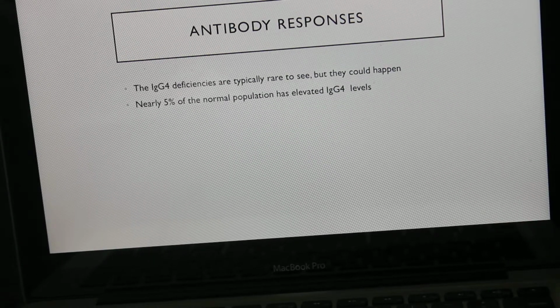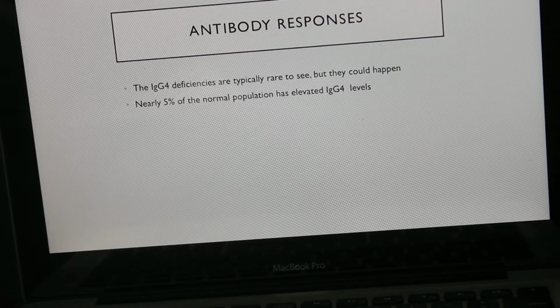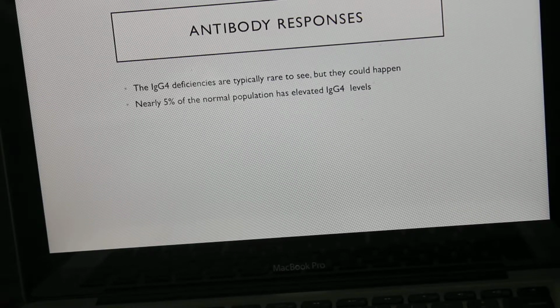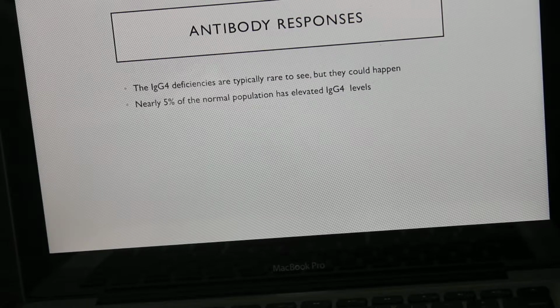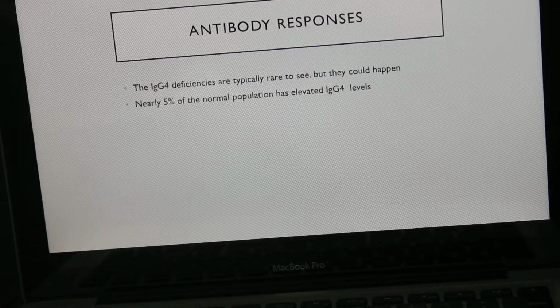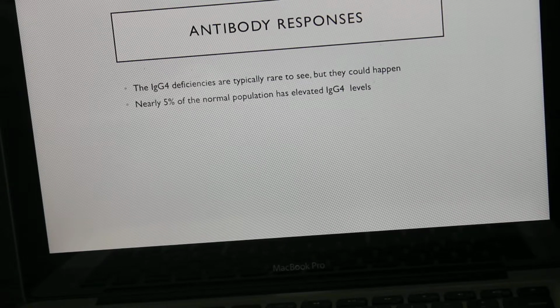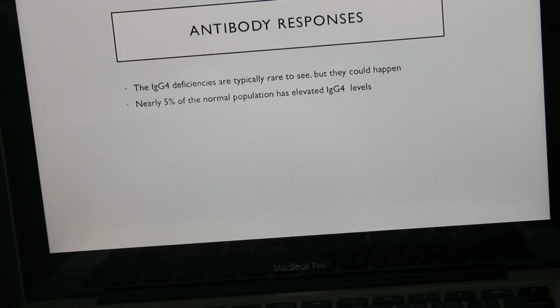And for the antibody responses, IgG4 deficiencies are typically rare to see, but they could happen. For all of the other IgG subclasses, it's not really rare to see deficiencies in those. Those happen a lot. And nearly 5% of the normal population has elevated IgG4 levels. So if you do the math, 5% is kind of a big deal to the population.